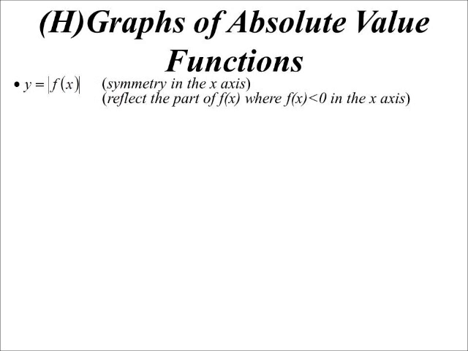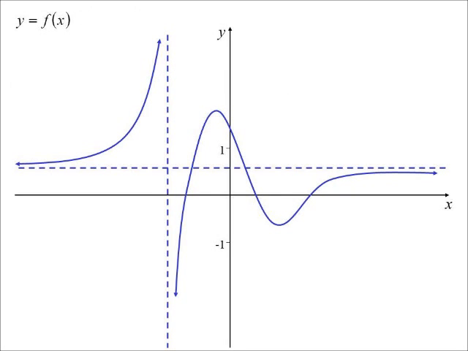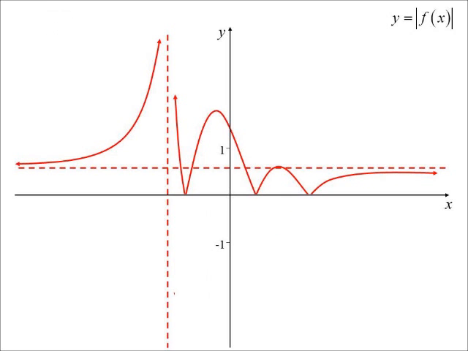Symmetry in the x-axis. Okay? In other words, whatever is below gets reflected above, because we can't end up with a negative y value. y is always going to equal the absolute value of something. So if the original graph is below, it gets reflected above. So here's a random graph. Everything below, reflected above. Goodbye. See, gone below, whoop, above. There's our graph. y equals the absolute value of function x.